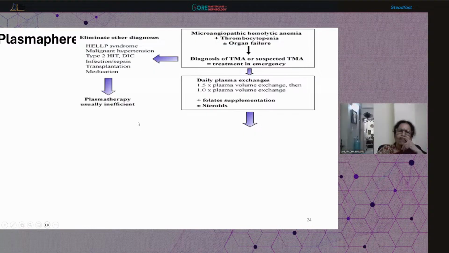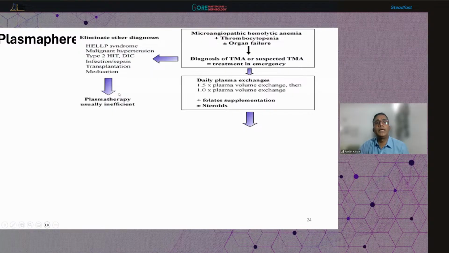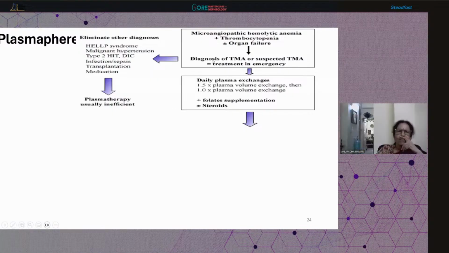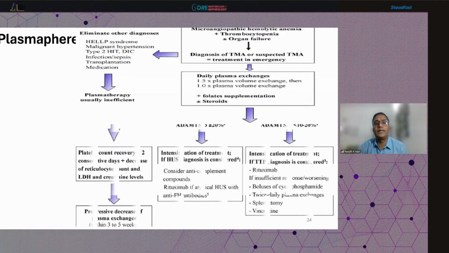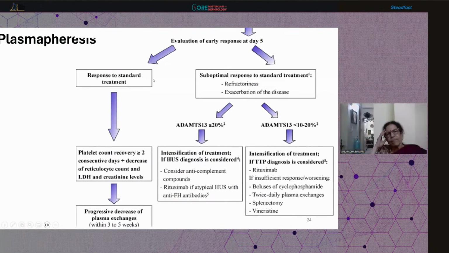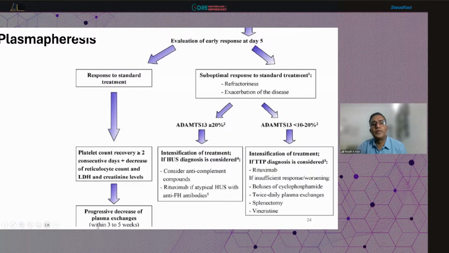So when you look at plasma therapy, it is usually inefficient. If you diagnose TMA and you need to start treatment emergently, then we have to do daily plasma exchanges for the first 3 to 5 days. And each plasma exchange must have 1.5 times the plasma volume exchanged. Once you see a decline in the LDH, a rise in the platelets, and hopefully an increase in urine output or a decline in creatinine, is when you can switch it to alternate days. If the patient responds to standard therapy, you can progressively decrease your plasma exchange over 3 to 5 weeks.